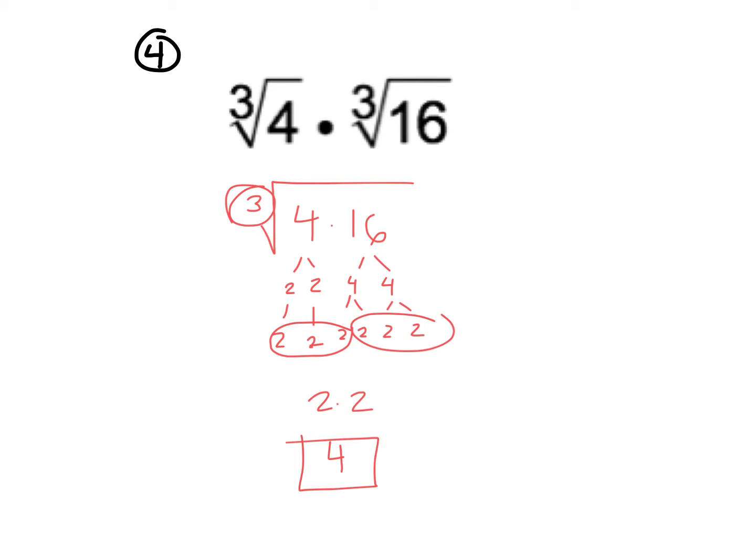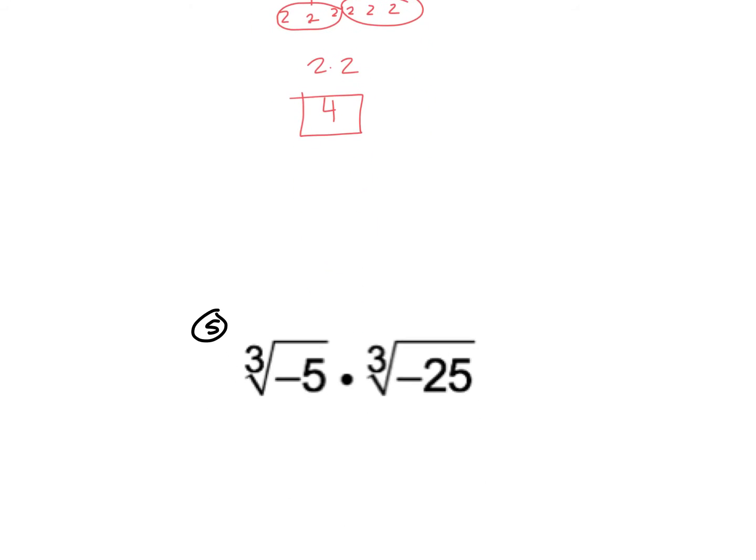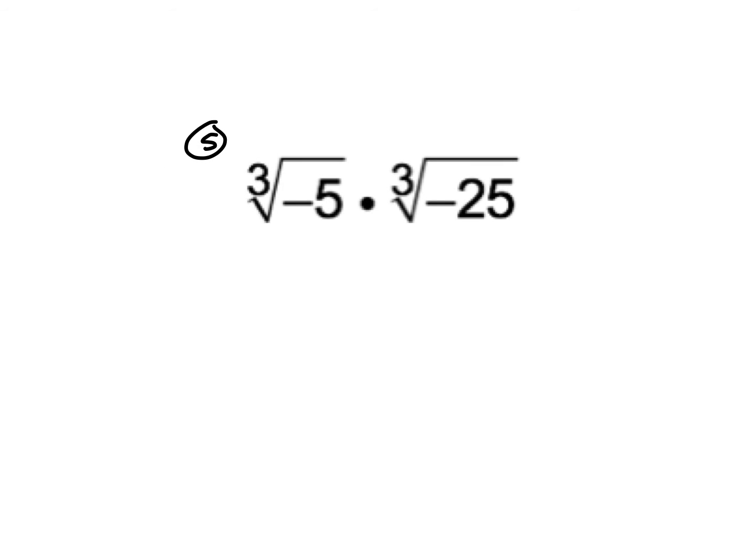Any questions on this one? All right, let's look at 5. Can we multiply these together? Yep. So we have the cubed root of 5 times 25. Negative 5 times negative 25. But what do two negatives, when multiplied together, what does that give you? A positive. So we could just get rid of our negatives.